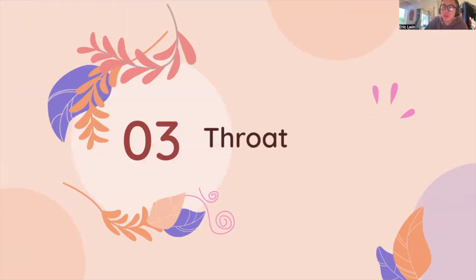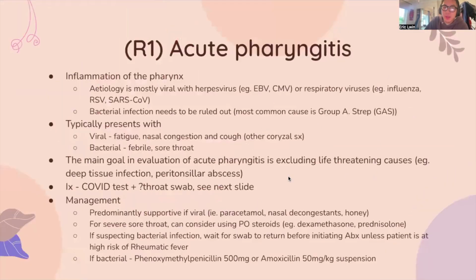And the last section of this lecture is the throat. So the first condition in the throat is acute pharyngitis, which is an R1. This refers to inflammation of the pharynx, which is typically caused by an infective etiology. The most common cause of acute pharyngitis is viral, with herpes viruses like EBV or cytomegalovirus, or respiratory viruses such as influenza, RSV, or COVID.